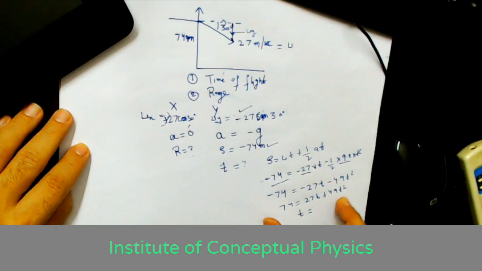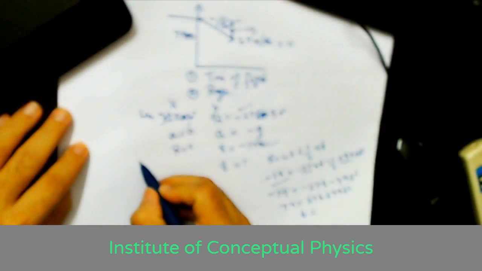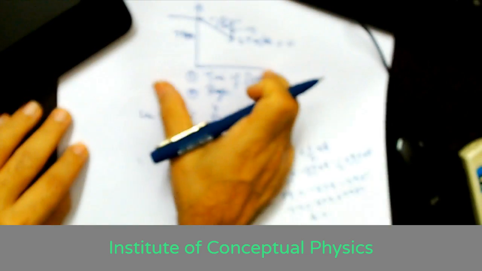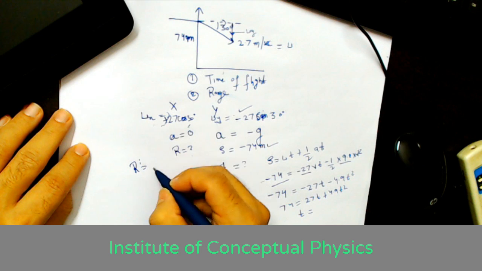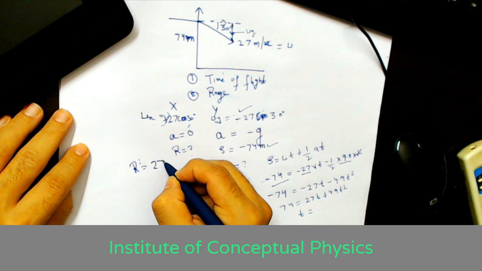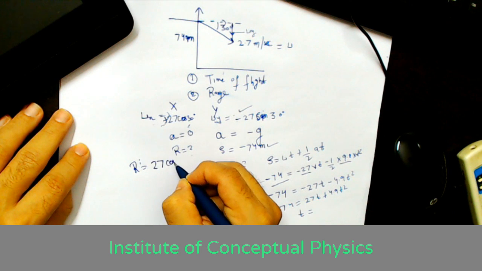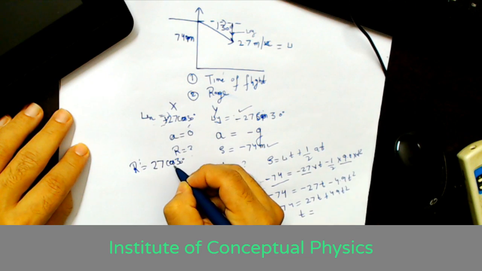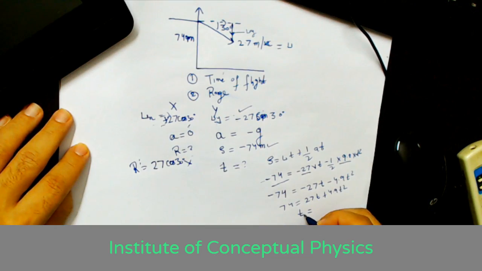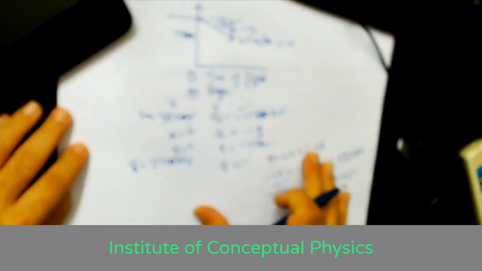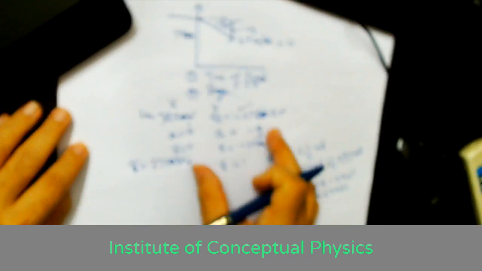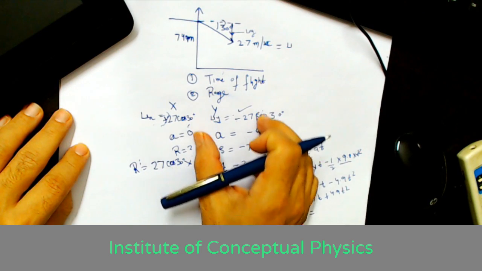So once you find that, the only step left is to find the horizontal distance, which is your range. So you put it as r is equal to the initial velocity in the x-axis, which is 27 cos 30 degrees, root 3 by 2, multiplied by the time which you found using this quadratic equation. Now, the trick in this question is to emphasize the fact that the time of flight is always dictated by the y part of the motion.